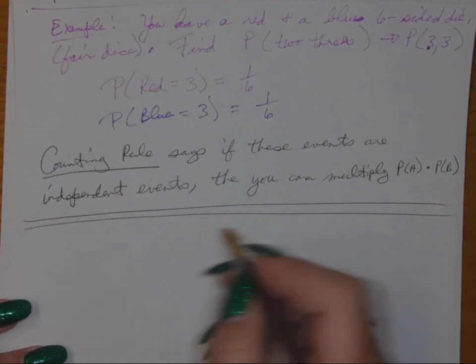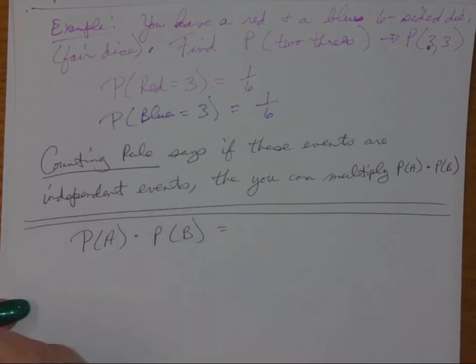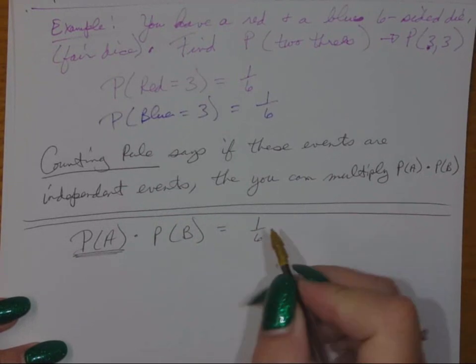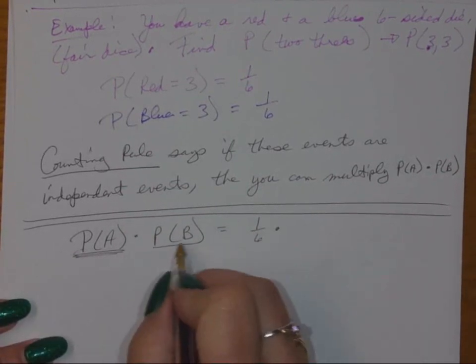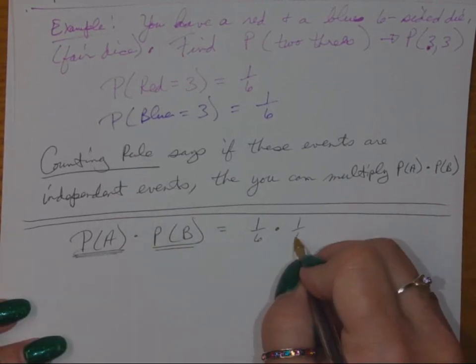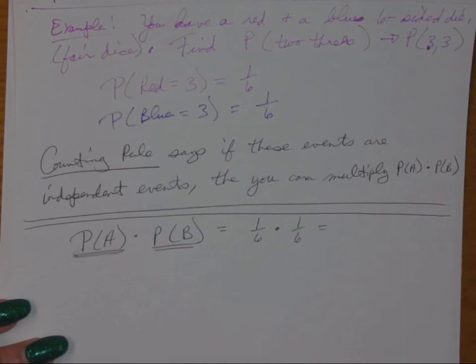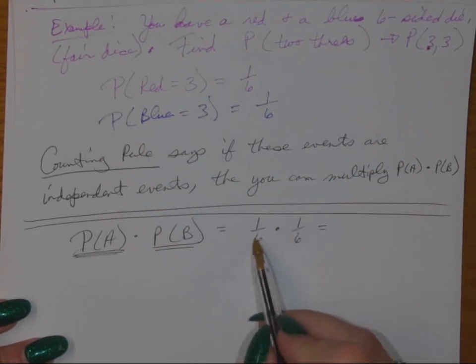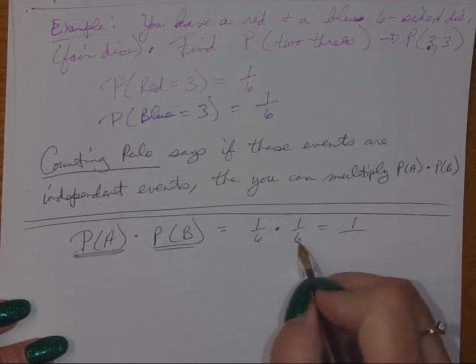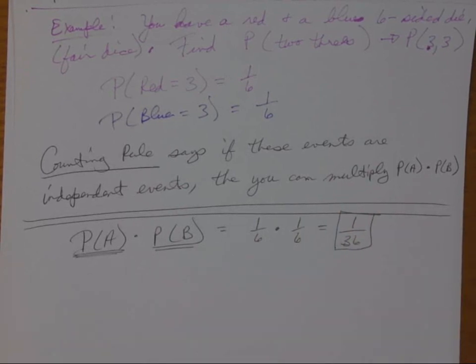What would that be then? Okay, well, the probability of A times the probability of B, we said in this case the probability, if A is, the red is a 3, the probability of that is a 1/6, right? Times the probability of B, we said B is blue, the blue die is a 3. That's also 1/6. Okay, well that just becomes multiplying fractions, and when you have two fractions multiplied together, you just multiply straight across the top and straight across the bottom. So 1 times 1, 6 times 6. Okay, so it's a 1 in 36 chance that I'll get a 3 and a 3.